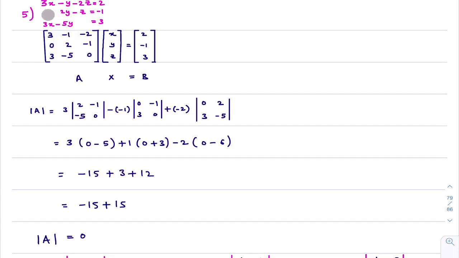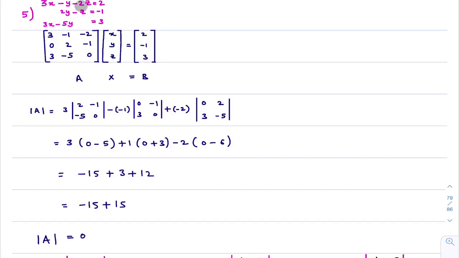0 into x. So if nothing is given here, we'll just write 0. In place of x coefficient, we'll write 0. Y coefficient 2, z coefficient -1. Here you see z term is not given. That means z coefficient we'll write 0. 3, -5, 0. Unknown values x, y, z, and this matrix B, 2, -1, 3.